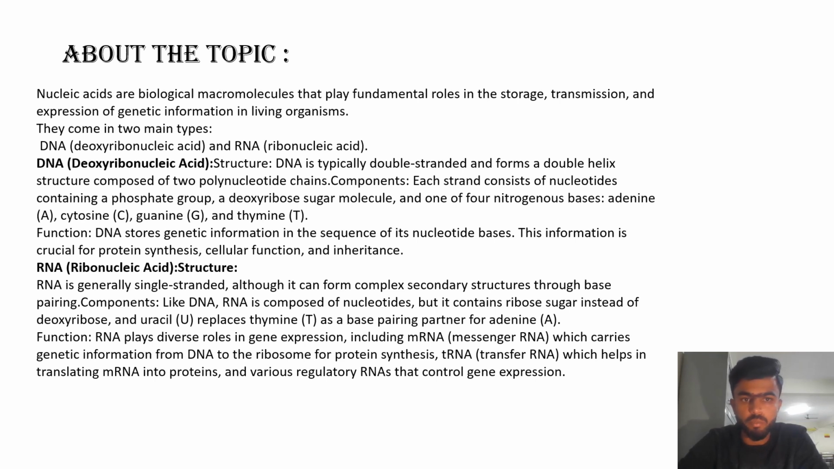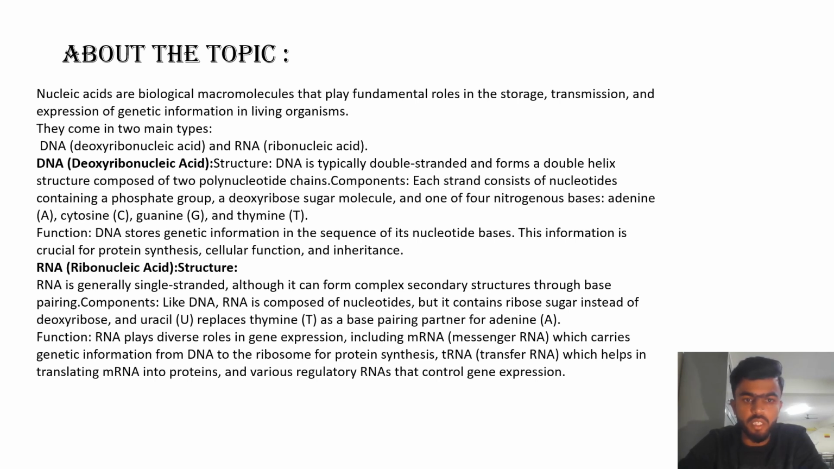They come in two main types, DNA and RNA: deoxyribonucleic acid and ribonucleic acid. Deoxyribonucleic acid, DNA, is typically double-stranded and forms a double helix structure composed of two polynucleotide chains. Components: each strand consists of nucleotides containing a phosphate group, a deoxyribose sugar molecule, and one of four nitrogenous bases: adenine, cytosine, guanine, and thymine.